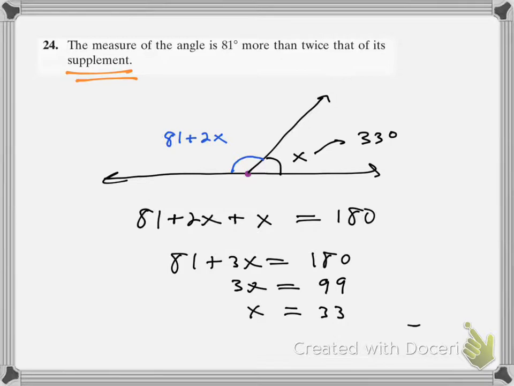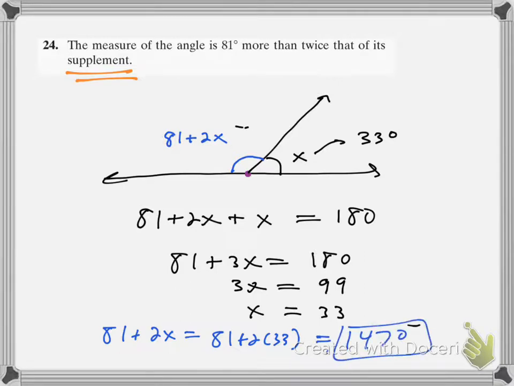I'm not done, because we want to find the measure of the angle that is 81 more than twice that of its supplement. We're actually trying to find this angle, the other angle. So to do that, I do, in blue, 81 plus 2x. So I know what x is, plus 2 times 33. This is going to be 81 plus 66. And I get 147. There's my answer. So this angle is 147.